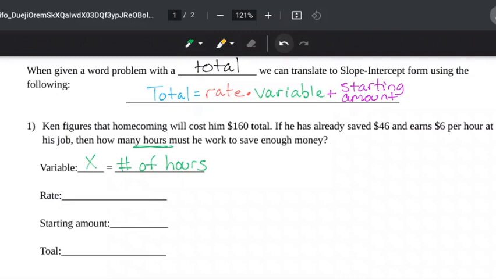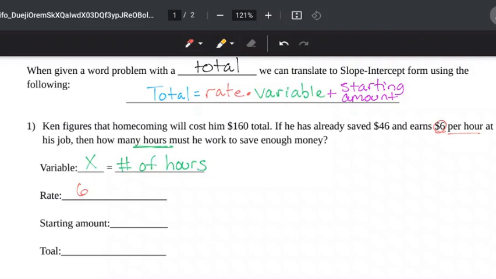Okay. Next, we're looking for our rate. And we can identify our rate when we see the information and then it says per hour or for each or for every or some scenario like that. In this situation, it says $6 per hour. So our rate is $6 and that's each hour that he works.